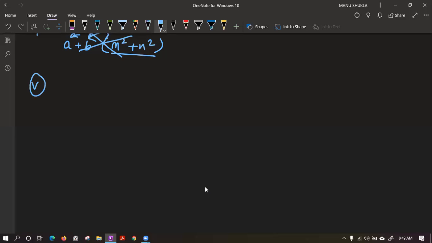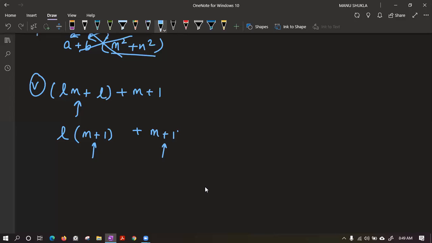Those who have issue, for them, lm plus l plus m plus 1. This is very easy if you understand. In this case, l is common. If you take l common, you will get m plus 1 plus m plus 1. Now what can we do? Class, we are seeing m plus 1 is here, m plus 1 is here. Put a bracket like this.